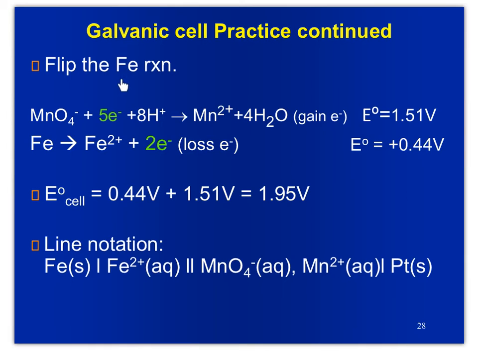So we flip the iron reaction. We have this one going that way, we flip that one, and then we add those up, and we get a positive 0.195 volts.